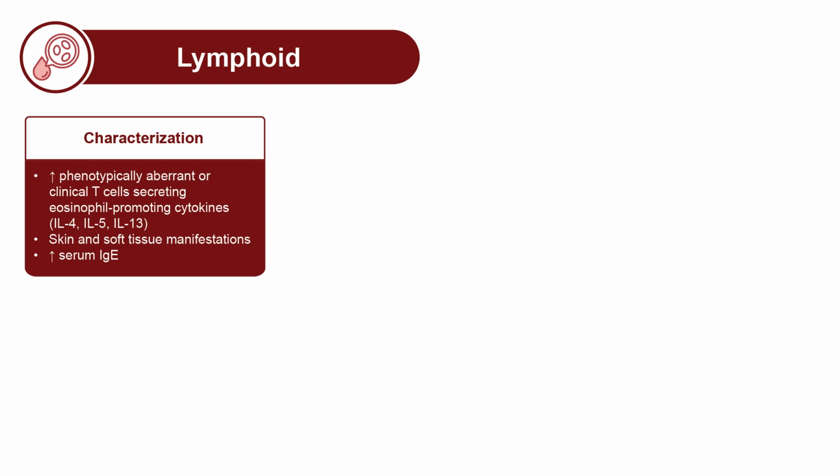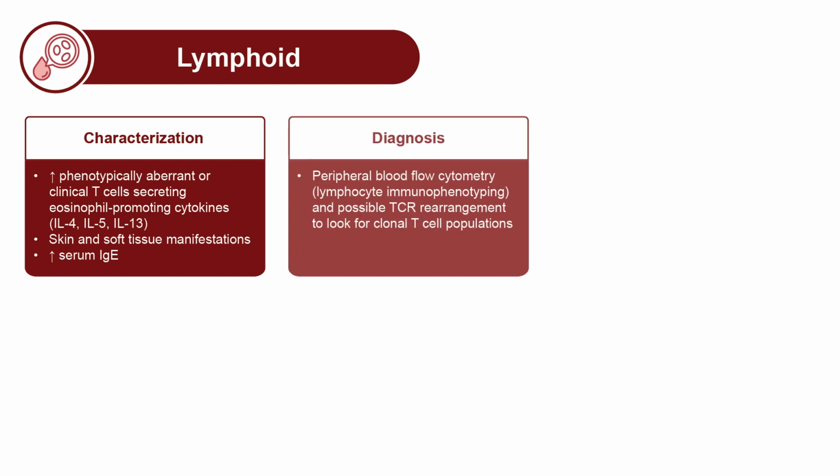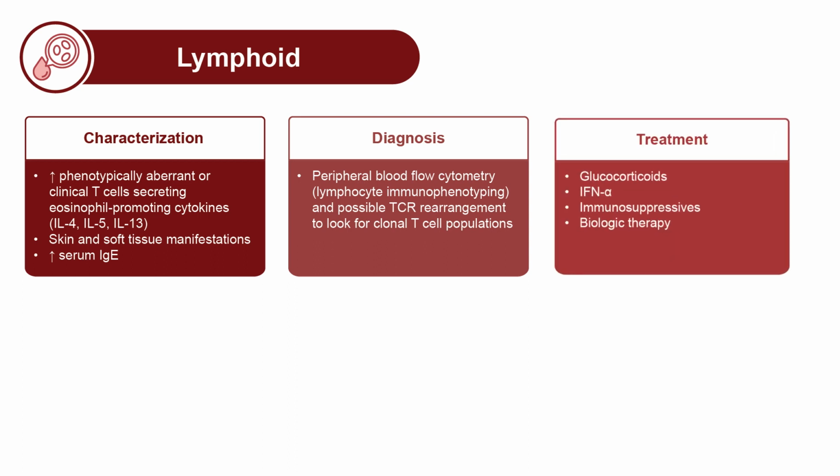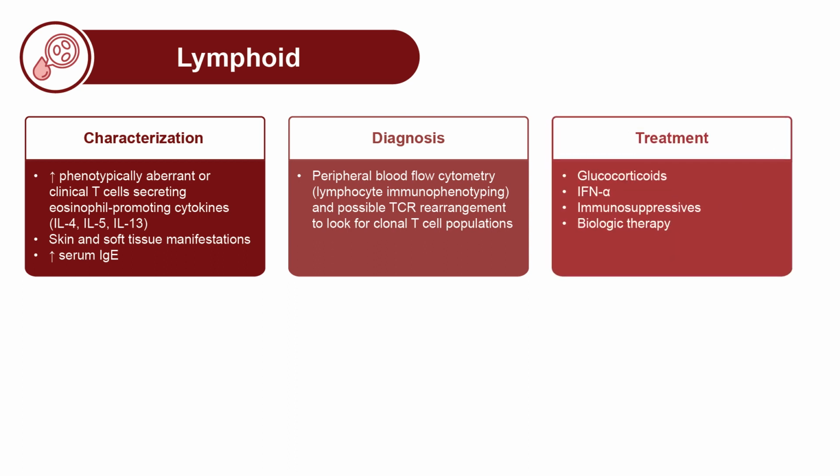They can have angioedema, and they often have an elevated serum IgE. The diagnosis is made by the clinical features, typically skin involvement, sometimes lymph node involvement, as well as peripheral blood flow cytometry showing an aberrant T cell phenotype, or by T cell receptor rearrangement using PCR. The treatment of lymphoid HES includes glucocorticoids. Historically, interferon alpha has been used, and other immunosuppressive agents and biologics have also been used in lymphoid HES.